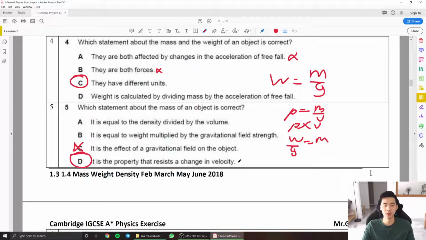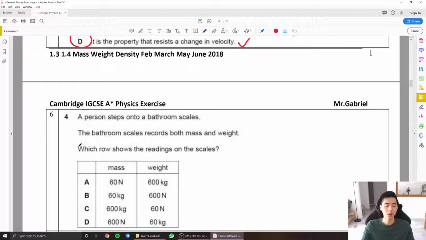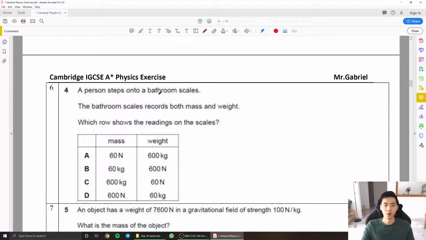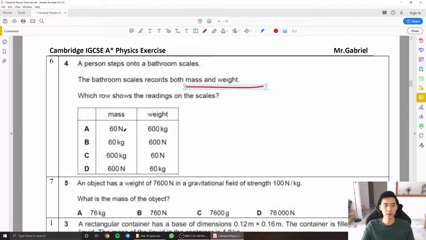This is definitely true because velocity is going to cause momentum of a mass which will be pushing it forward, right? So answer is definitely donkey here. A person steps onto a bathroom scale. The bathroom scale records both mass and weight. Which row shows the reading of the scale?